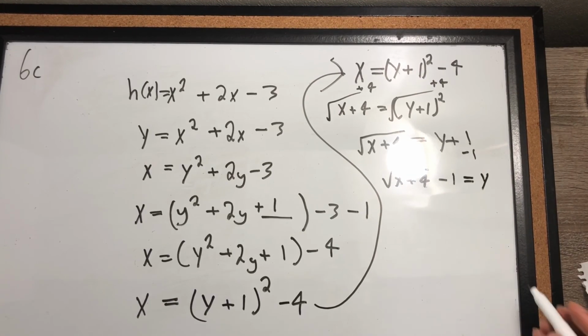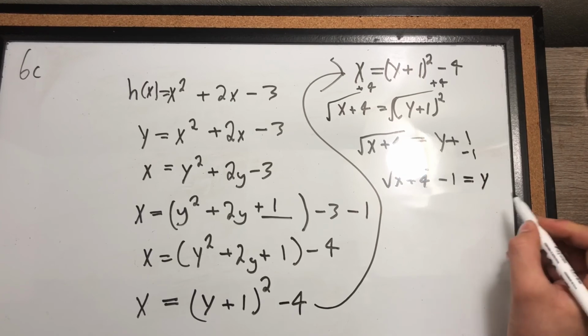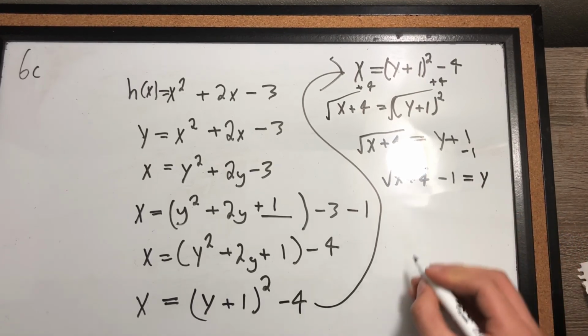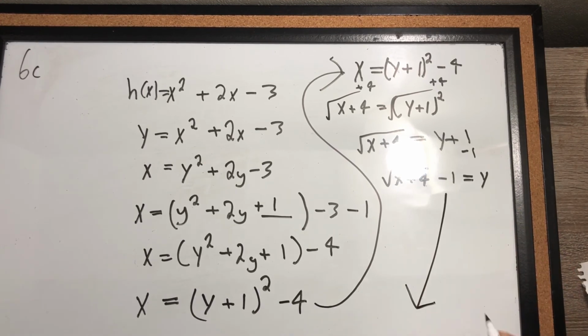Then the very last step is to turn y into h inverse of x. So new equation, bring it right here. H inverse of x equals the square root of x plus 4, then minus 1.